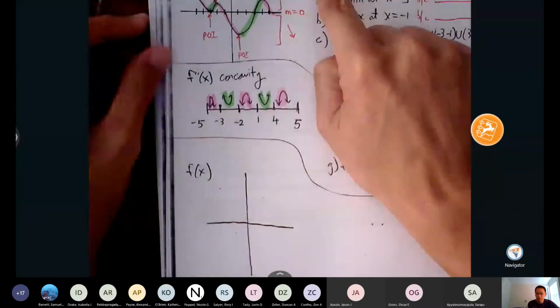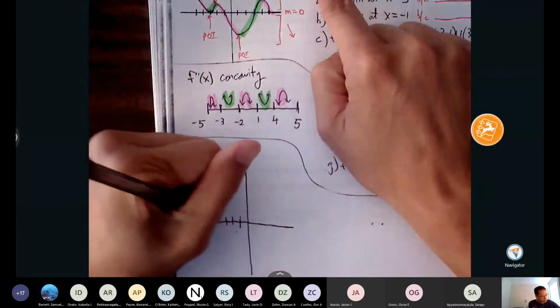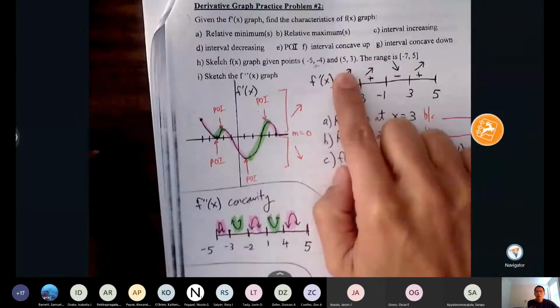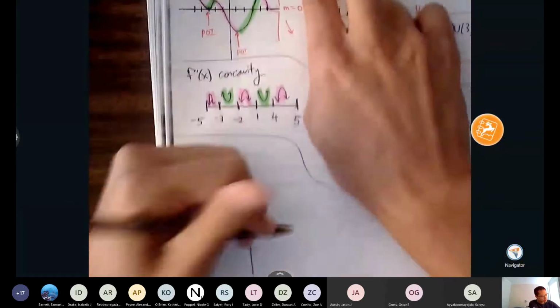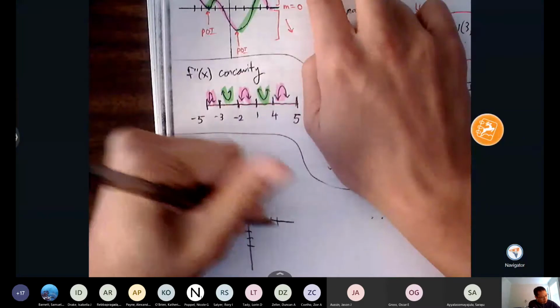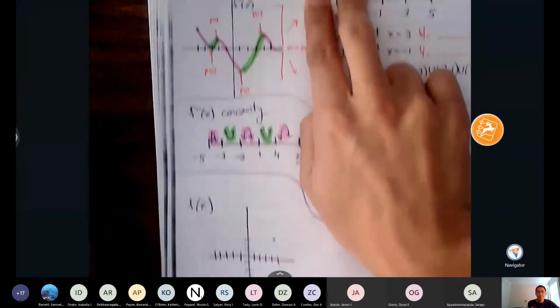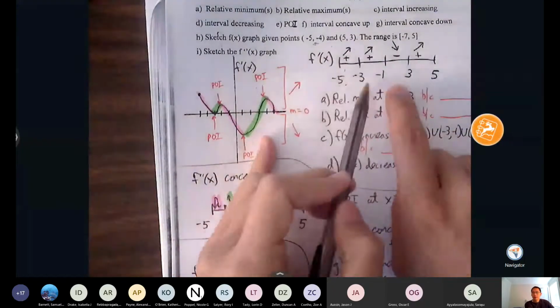Okay, -5, -4. Okay, 5, 3. Applying those points now. All right, I'm looking at my graph. I want some target points here.